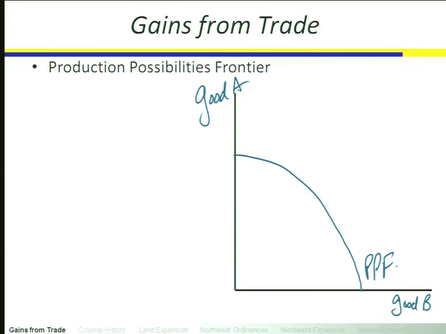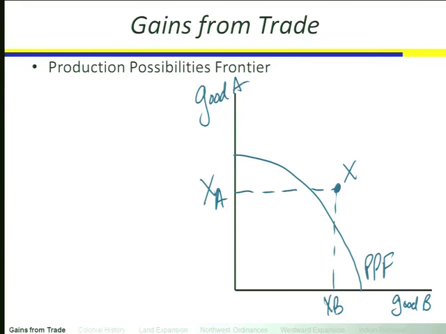So with specialization and trade, it's possible to consume some combination, I'll call it X, that's out here beyond the production possibilities frontier. Combination X refers to an amount of good A, X sub A, and an amount of good B, X sub B. With specialization in the activities in which this economy has the comparative advantage, and in trade for the other goods, this economy can have more of everything, more of A and more of B than it could if it tries to be self-sufficient. That's the idea of the gains from trade.